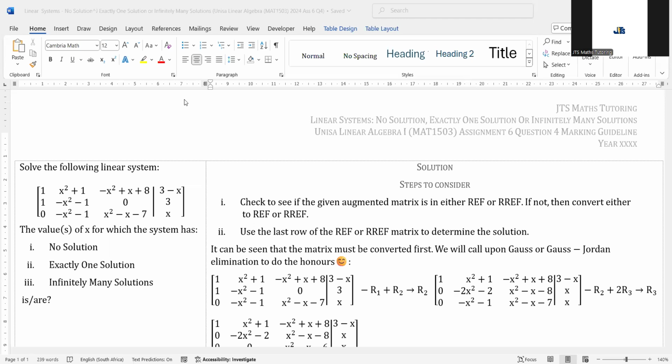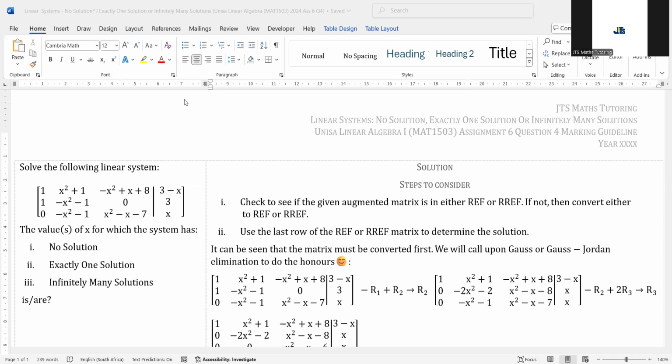Today, we are going to be looking at a linear system, and we want to determine the type of solutions that this linear system has without us working out the system. So to demonstrate this concept, we have borrowed a question from Unisa Linear Algebra I, assignment 6, question 4. So let's get going. Solve the following linear system. The values of x for which the system has no solution, exactly one solution, infinitely many solutions, is or are.